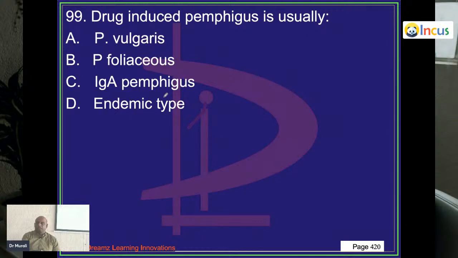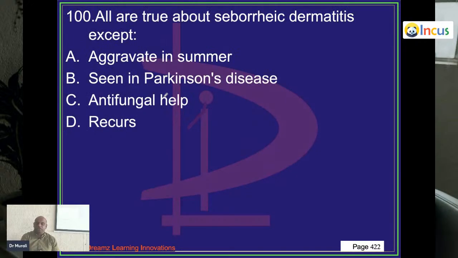Drug-induced pemphigus typically is pemphigus foliaceus is what you need to remember. The last but not the least question for today evening. Next week, say we will discuss 150. After that, 200. Right? But you should promise to bring more of your friends.